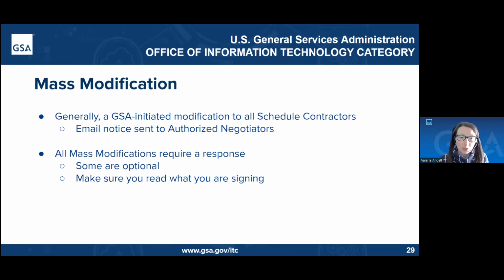And it's a similar situation with the OLM mod, order level materials. You can decide to add the OLM SIN to your contract, or you can decline to add it. But again, you do need to take action on that mass mod so that it's not pending. Something really important to remember with mass mods is make sure you read what you are signing, because mass modifications are binding changes. Typically, the mass mod is released with a summary of added, deleted, and modified clauses. So this will give you an idea of what's being changed. Next slide.